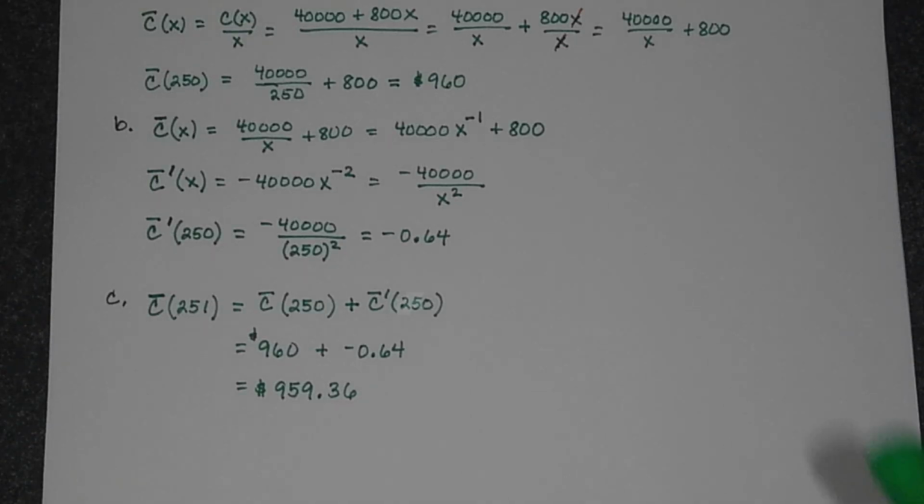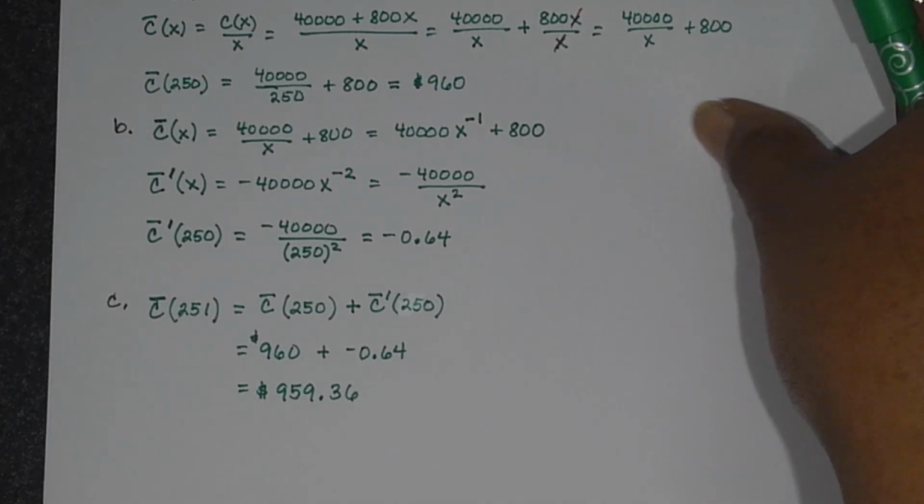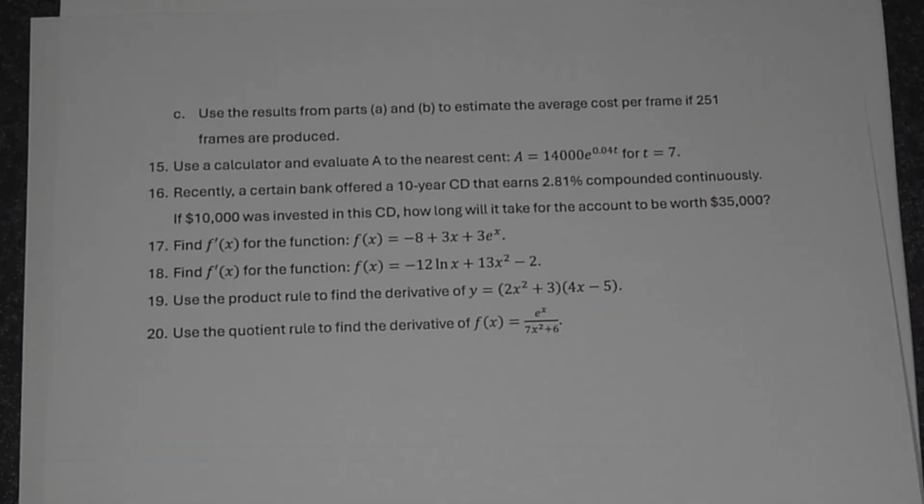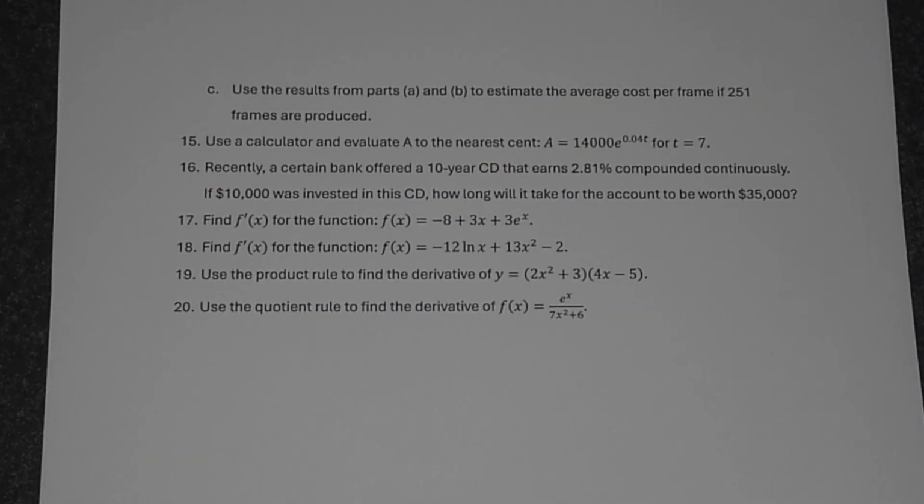Okay, problem number 15 deals with compound interest, and that's using that natural base e in this case. So here we're going to use the calculator to evaluate A to the nearest cent. And here A is going to be 14,000 e to the 0.04t for t equal to 7.